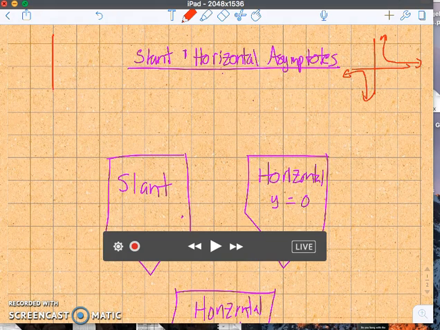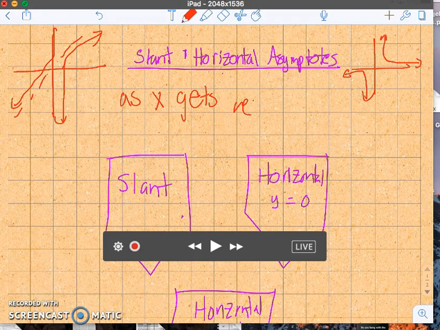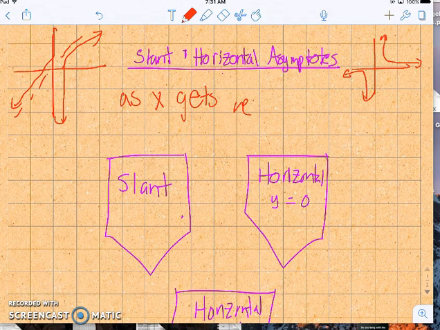There also might be some slant ones where here's an asymptote and maybe your graph looks something like this, and it runs along the slant. So when you think about asymptotes, we're thinking as x gets really big.